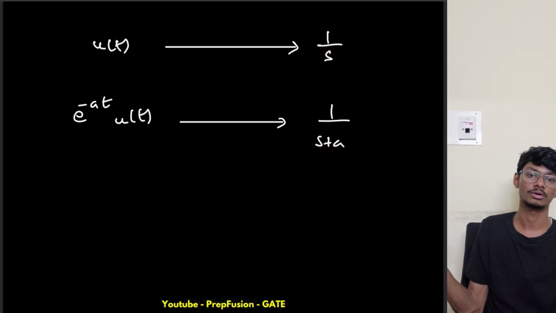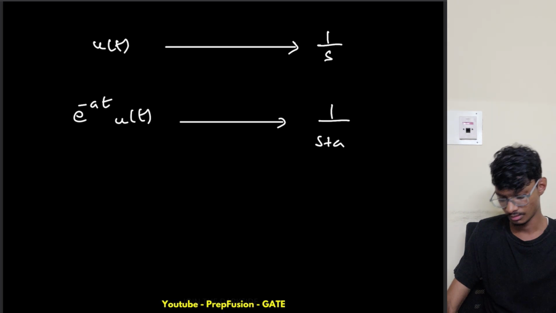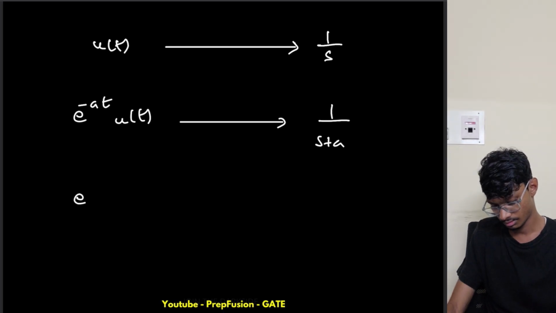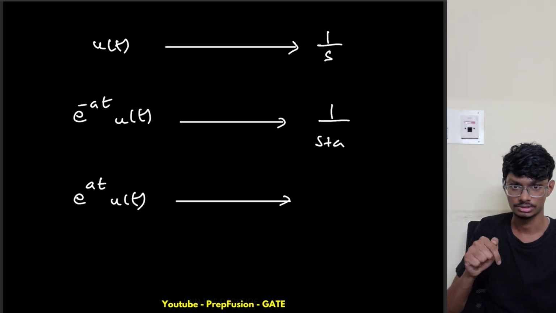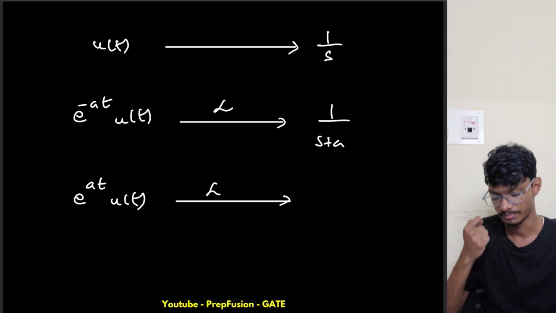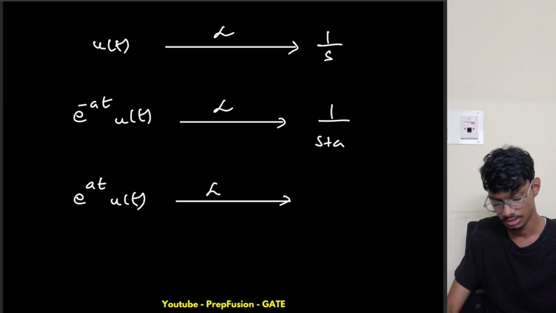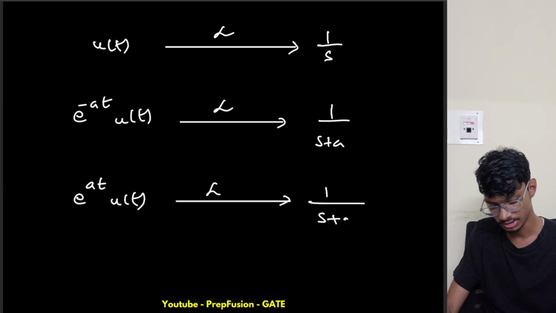Now if I multiply by e raised to power a t, what will this become? Anyway, this is not a stable signal, so it will not come into the picture. Don't worry, this is just to help you understand a bit of Laplace. So this will be s minus a this time.